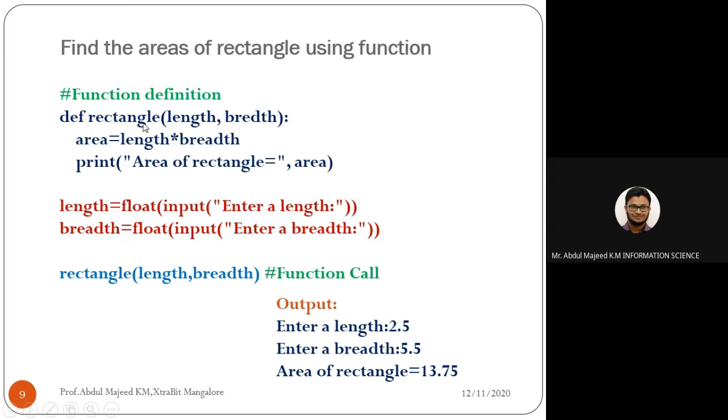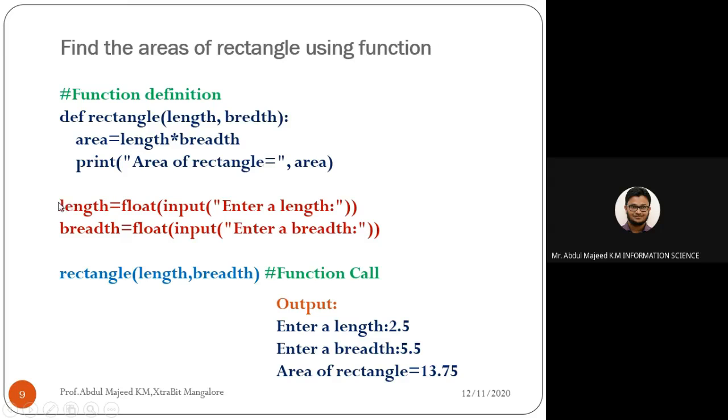Then we can write a function name rectangle. Then we can say the values of length and breadth. Then area is equal to length into breadth. Print area of rectangle area. So we are displaying the value of area. So what is seen in blue color is nothing but the function definition.